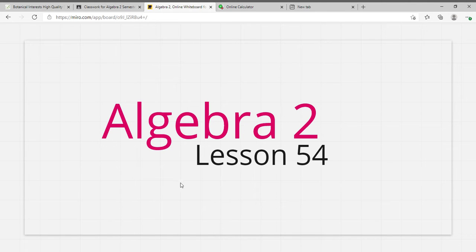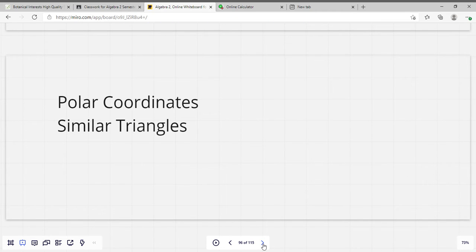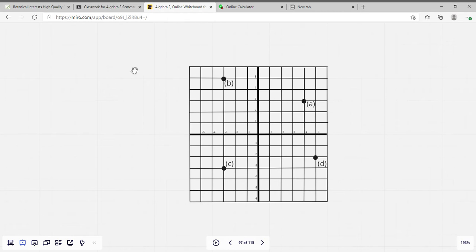All right, this is Algebra 2, Lesson 54, and this lesson covers polar coordinates and similar triangles. Rectangular coordinates. This is a little bit different than when we use the coordinate plane coordinates. These are called rectangular coordinates. We're going to use positive R for places that we go to the right, negative R for to the left, positive U for up, and negative U for down. It's really super duper easy.